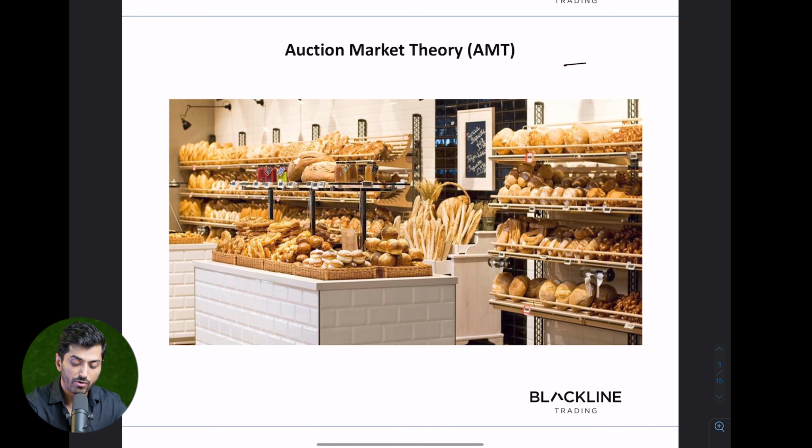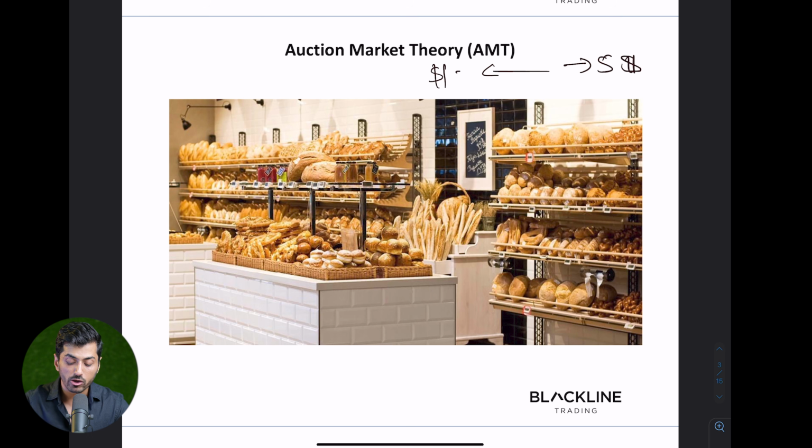So let's try to understand this topic at a deeper level, and let's look at an example of a bakery. Let's say that you move to a new place and you open a bakery. And let's say the first day you start selling a piece of bread at $5 because you think that this is the fair value of the piece of bread. You see a lot of demand for that $5 piece of bread.